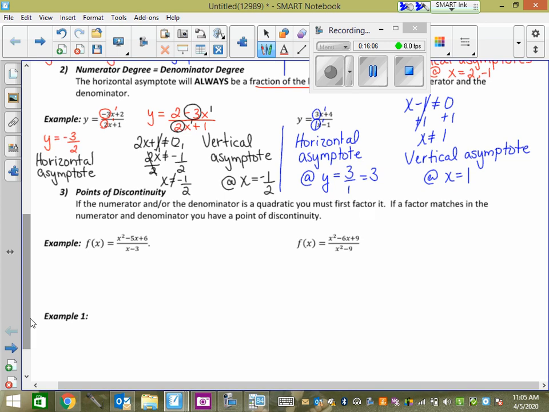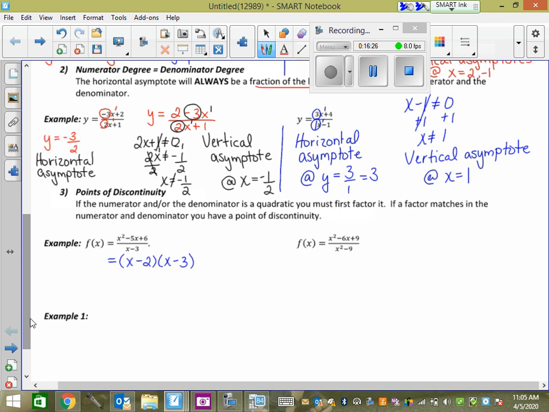Points of discontinuity. So what happens if, when we factor, the factors cancel in the numerator and denominator? Well, then you're going to get a point of discontinuity. So if I factor the top, it's what times what gets me 6, and what plus what gets me negative 5. So it's going to be x minus 2, x minus 3.